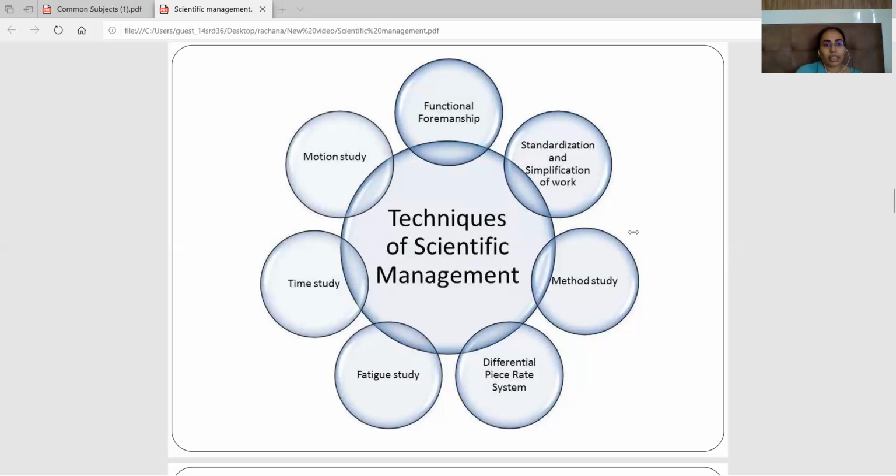The next technique is known as fatigue study. When you are working with labor, every individual working for a longer period of time needs a certain kind of relaxation during the performance, so rest periods are required. We need to study the fatigue factor of machines as well as labor in the organization, so that adequate rest periods are given to the machine or to the employees, so that productivity can be enhanced afterwards.